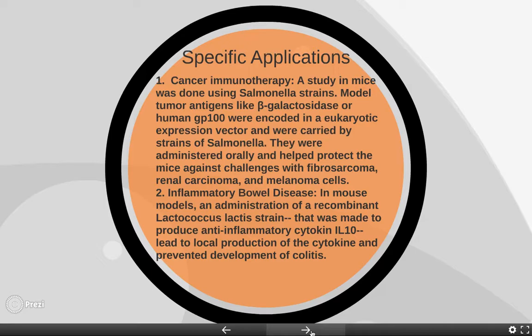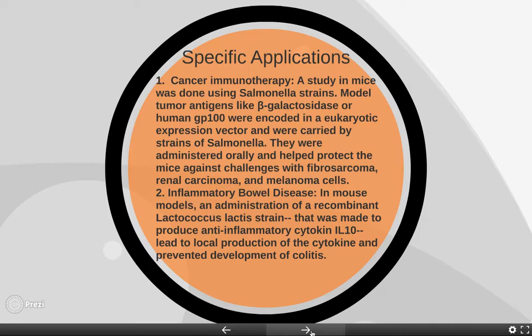The first is in cancer immunotherapy. A study done in mice used Salmonella strains to help target specific tumors. Model tumor antigens like beta-galactosidase or human GP100 were encoded in a eukaryotic expression vector and carried by the strain of Salmonella. They were administered orally and then helped protect the mice against challenges with fibrosarcoma, renal carcinoma, and melanoma cells.